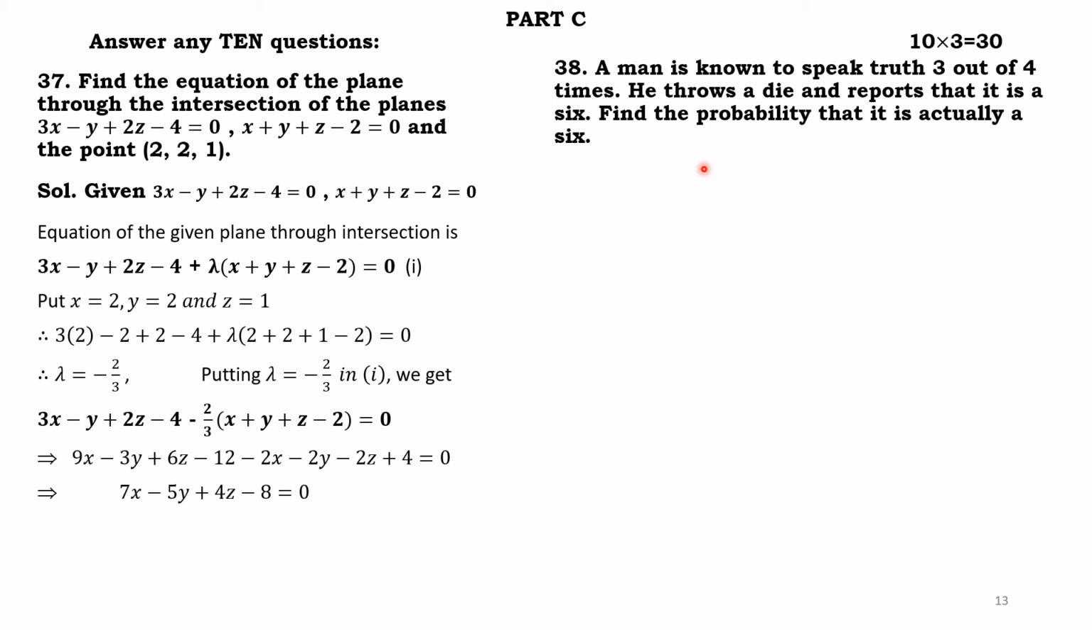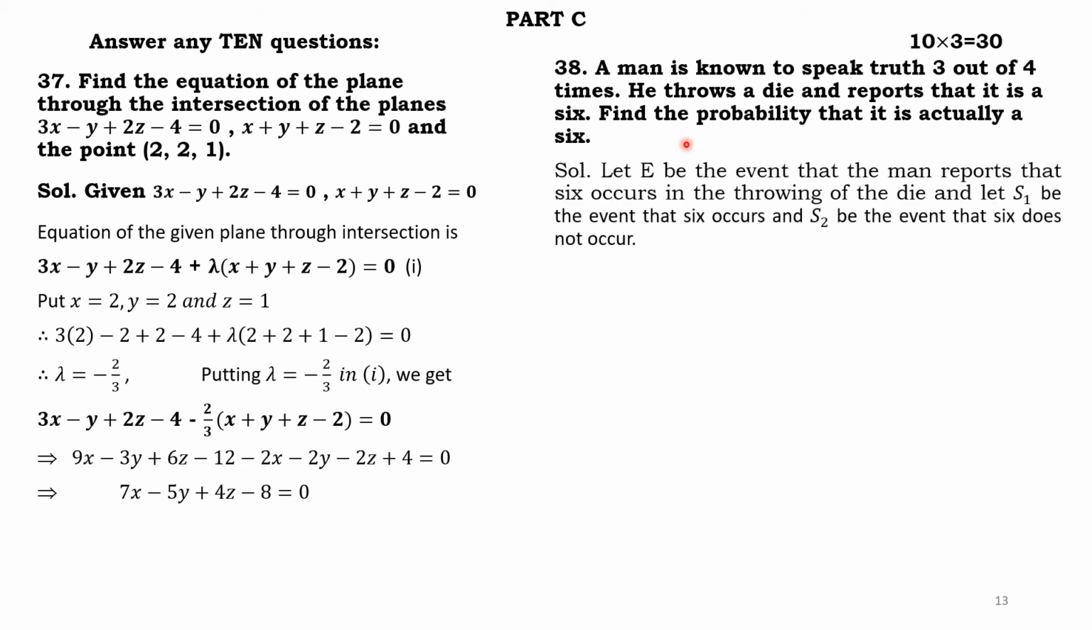Let us solve. A man is known to speak truth 3 out of 4 times. That means for every 4 times he speaks, 3 times he tells the truth, and the 4th time he says the false. So he throws a die and reports that it is a 6. Find the probability that it is actually a 6. So every time he throws a die, he tells that it is a 6. So how many times is it actually a 6? We have to find out the probability.